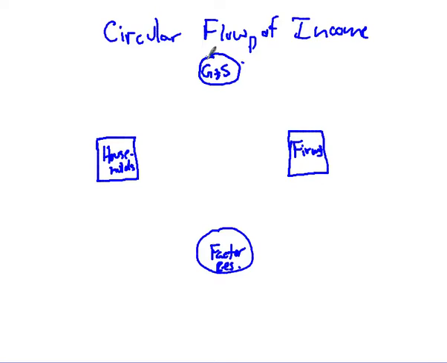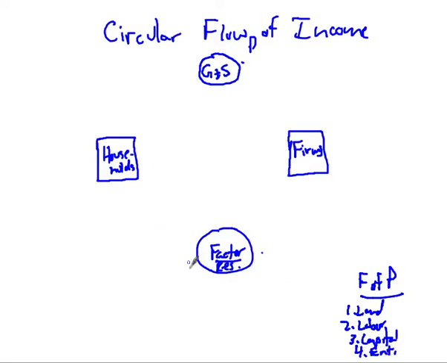Now, just real quick, in the goods and services market, these are the products that you and I buy: the computers, the food, the air travel, whatever. That's all in the goods and services market. In the factor market, these are the factors of production. And if you recall, the factors of production are land, labor, capital, and entrepreneurship. So that's what's being bought and sold in the factor market.